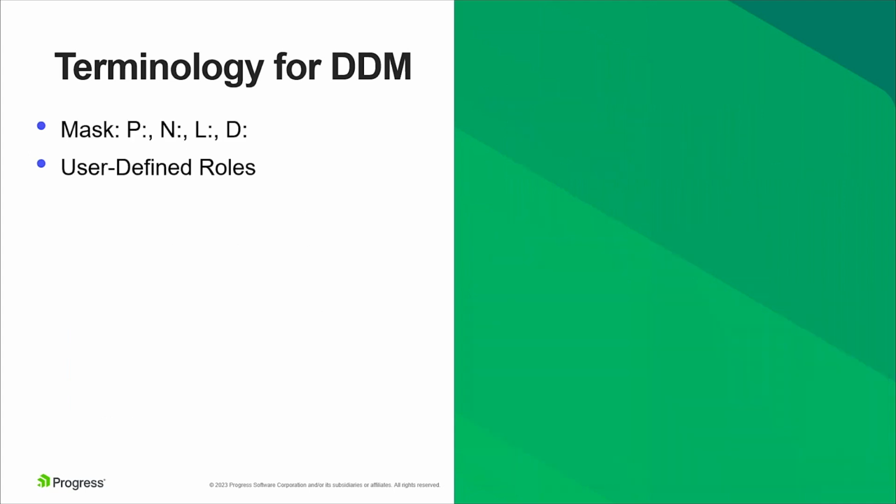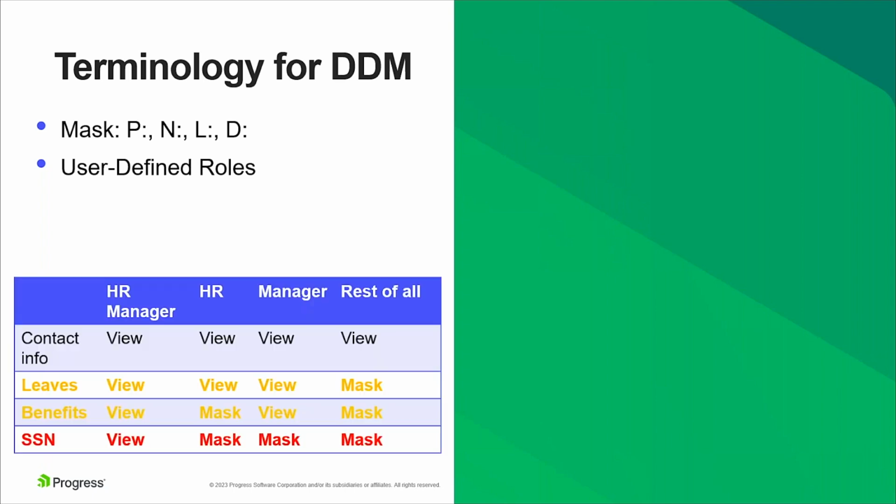The next important term we have is user-defined roles. For the DDM, you define DDM-specific roles. For example, we have four different types of users in the system. We have people working as HR managers, people working as HR staff, and people working as managers. The rest are all considered as highly valued employees. For each group, we define a separate role. In this case, we have three roles: HR manager, HR, and manager.